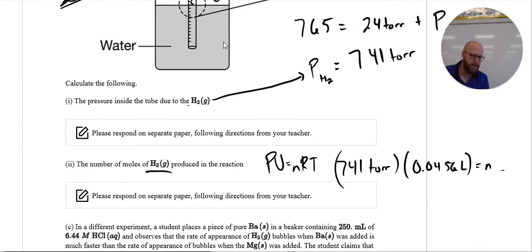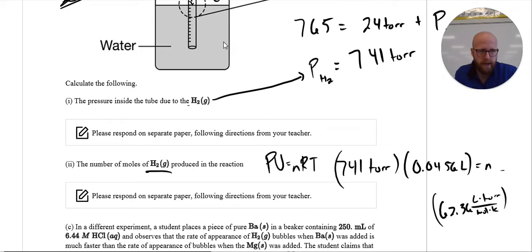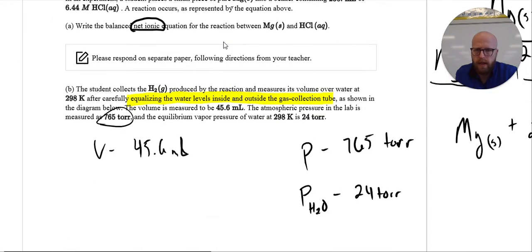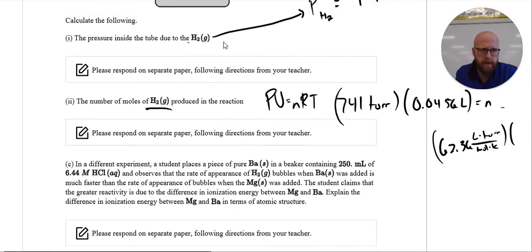Let me find my formula sheet. Here it is. My pressure is in torr, so I can't use the 0.08206. But if you look on your equation sheet, you have another R value that has torr in it. It's 62.36 liters times torr per mole Kelvin. So there's my R. And then my temperature was 298 Kelvin.